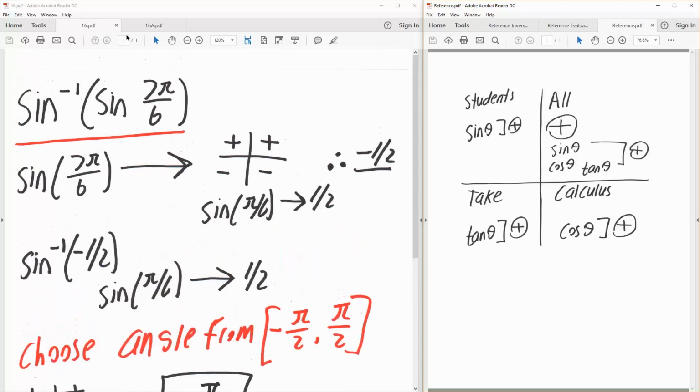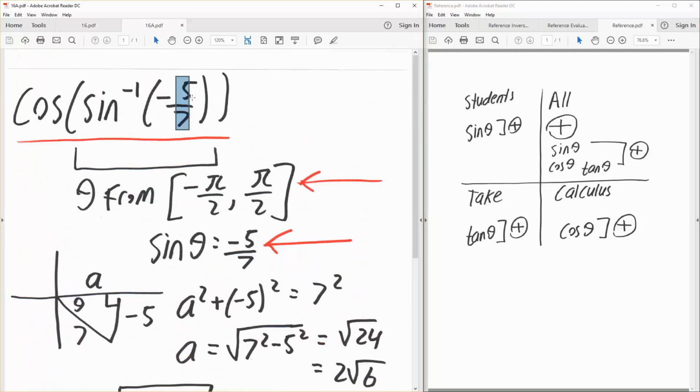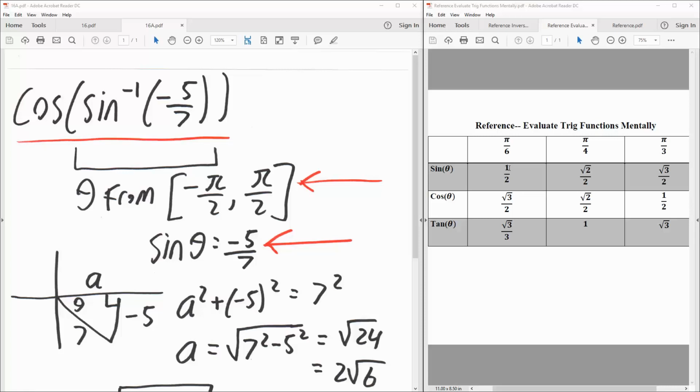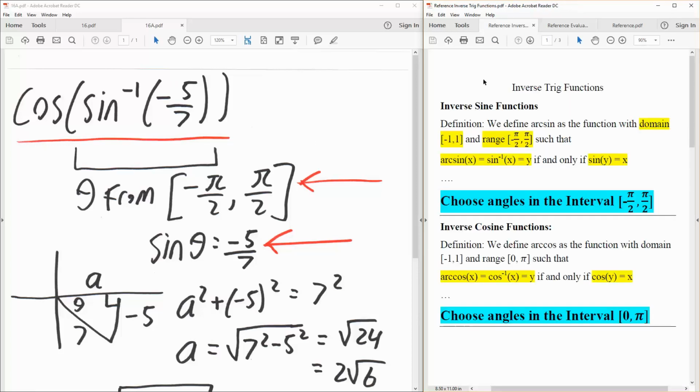Now we will do the second question. It's a little bit more difficult since the only options in our table are 1/2, square root of 2 divided by 2, and square root of 3 divided by 2. Nothing like 5/7, so we can't use this table. First we want to get the sine inverse of negative 5 over 7. We know that for sine inverse the angle can only be from negative pi over 2 to pi over 2. So we say that sine theta is equal to negative 5 over 7.